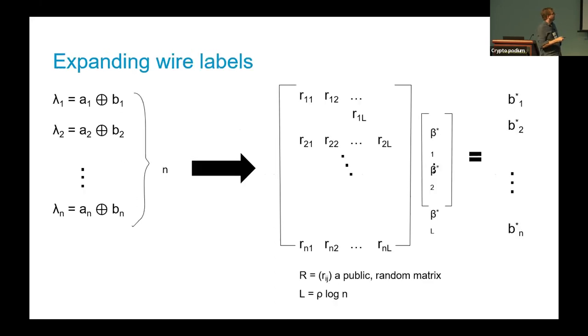Okay, this slide is mostly readable. It's great. So here is the exciting trick we do. We want a vector B of wire labels, and we're instead going to generate a short vector of beta star one up to beta star L, and expand it with a random matrix into a longer vector B star. So we just take some random linear transformation and apply it to the short vector.